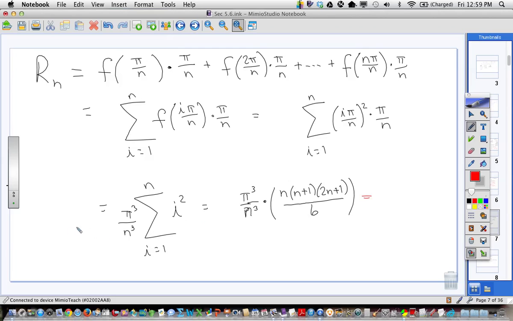All right, now here's where this comes in. Limit as n goes to infinity. What I need to do now is the limit of this as n goes to infinity, correct? Does that look familiar?